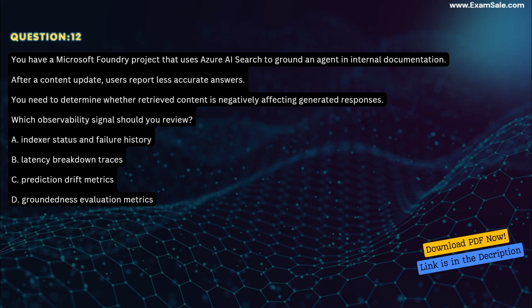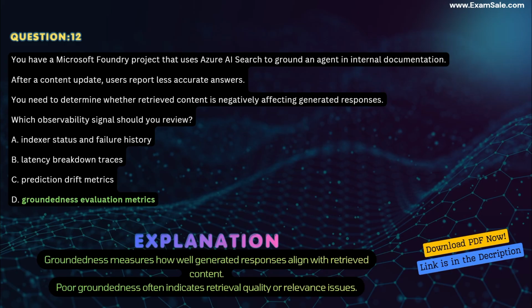Correct answer: D. Groundedness evaluation metrics. Explanation: groundedness measures how well generated responses align with retrieved content. Poor groundedness often indicates retrieval quality or relevance issues.